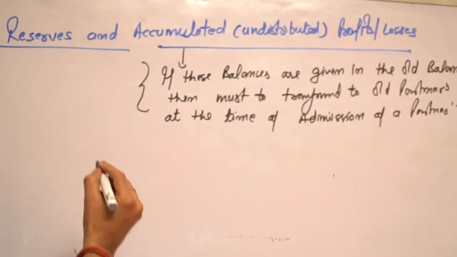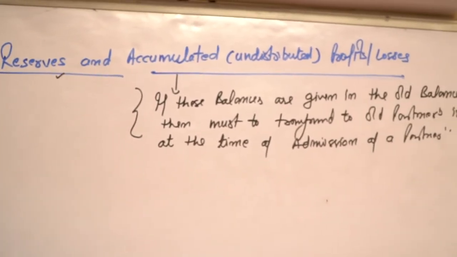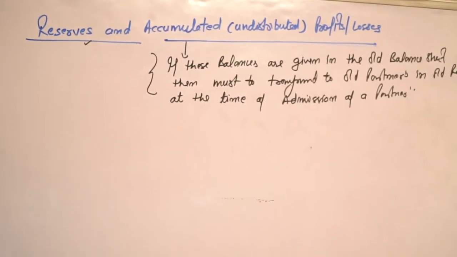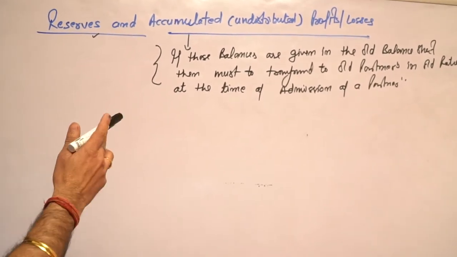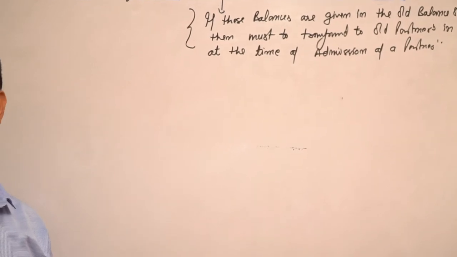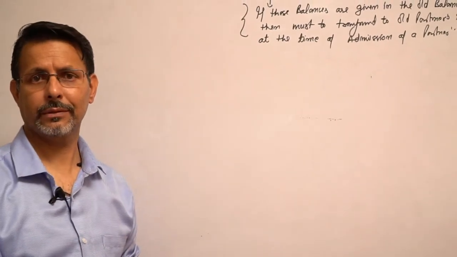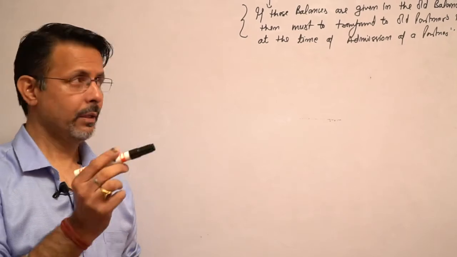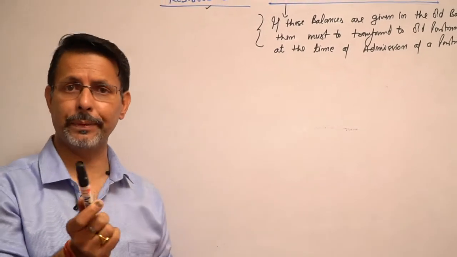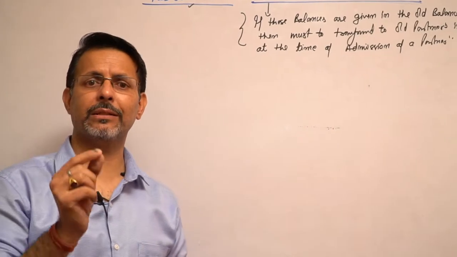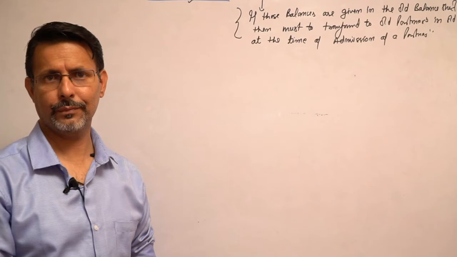Because these reserves or undistributed profits are created by the old partners at the time of distribution of their profits. Now when the new partner joins the firm, the partnership form is going to change. So at the time of admission, if these balances already appear in the old balance sheet, then these balances must be transferred to the old partners in the old ratio.